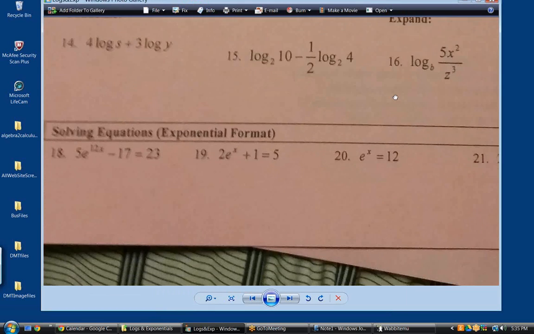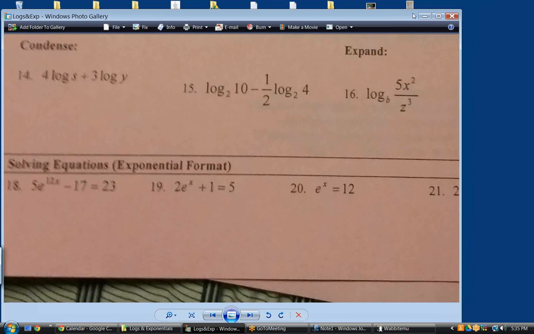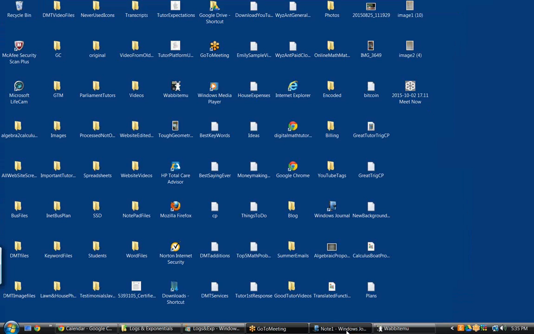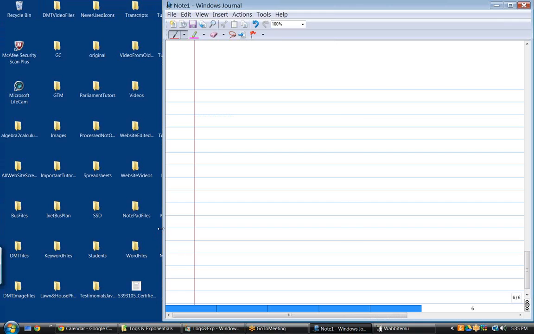Okay, condensing and expanding. First of all, let's review some of our rules.